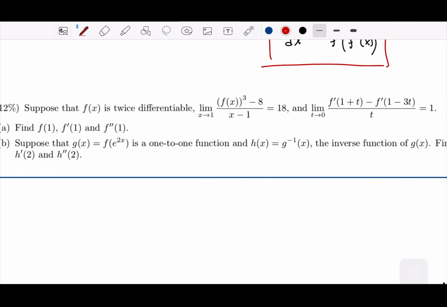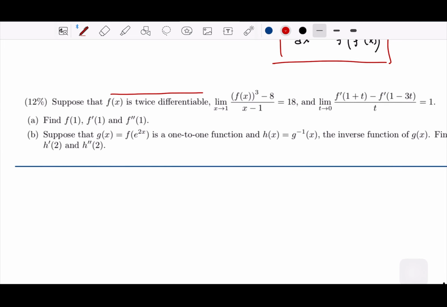If you read the question, you know that f of x is twice differentiable, so you can differentiate f twice. We don't need any proof of that because it was given in the information. So first, f of x is continuous because it's differentiable, and because of the continuity, the limit as x approaches 1 of f of x will be equal to f of 1. This is the continuity theorem, right?